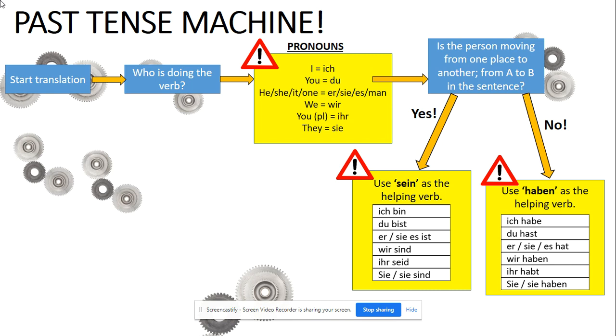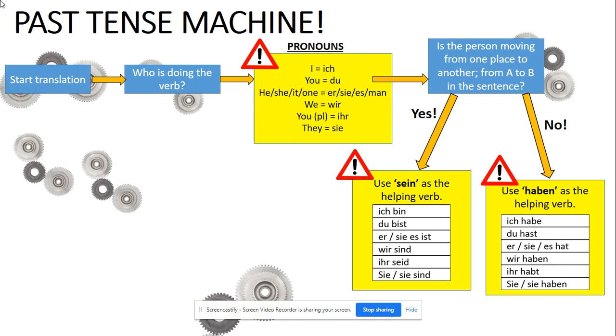Okay, so sein, you might remember the EastEnders song: Ich bin, du bist, er, sie, es ist, wir sind, ihr seid, sie sind. And for haben, I think we had Jingle Bells: Ich habe, du hast, er, sie, es hat, wir haben, ihr habt, sie haben.